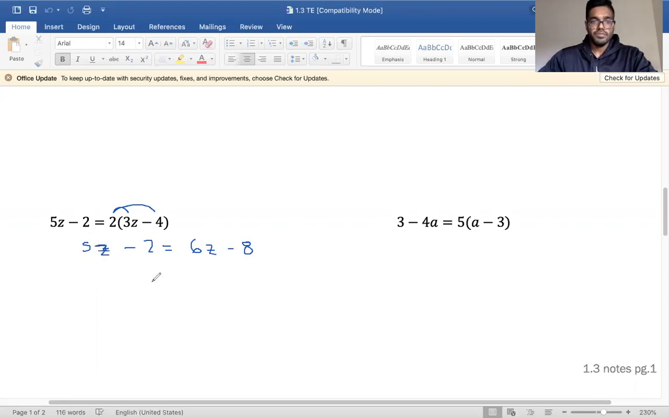Now again, it doesn't matter which way I do this. I can move the 6z over and have a -z. You just got to deal with it later on, but I don't want to do that. So I'm going to shift the 5z over.